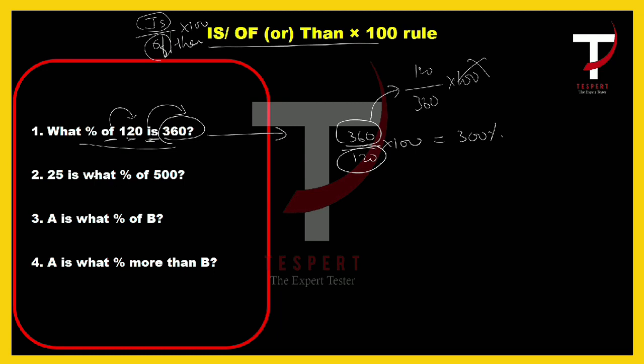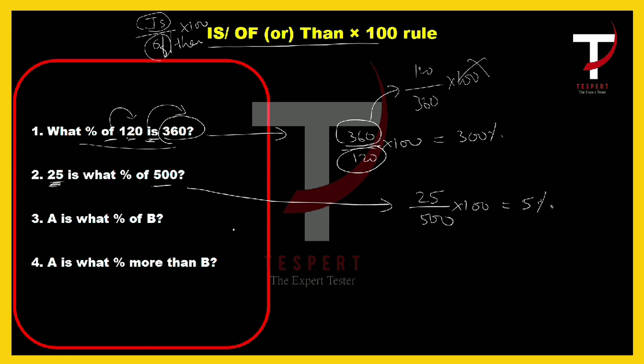Okay, second example: 25 is what percent of 500? Here 500 follows 'of', so it will be in the denominator. 'Is' is beside 25, so 25 will be in the numerator. Into 100, as we are asked to calculate the percentage, so the value is 5%.